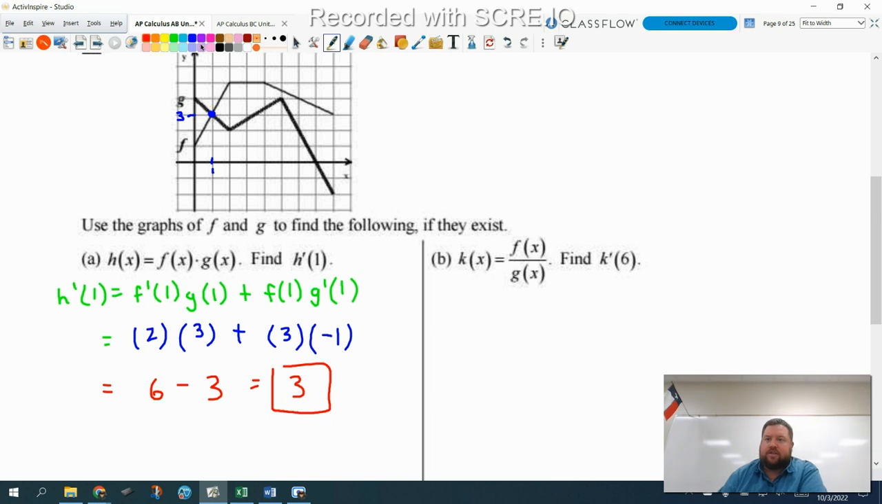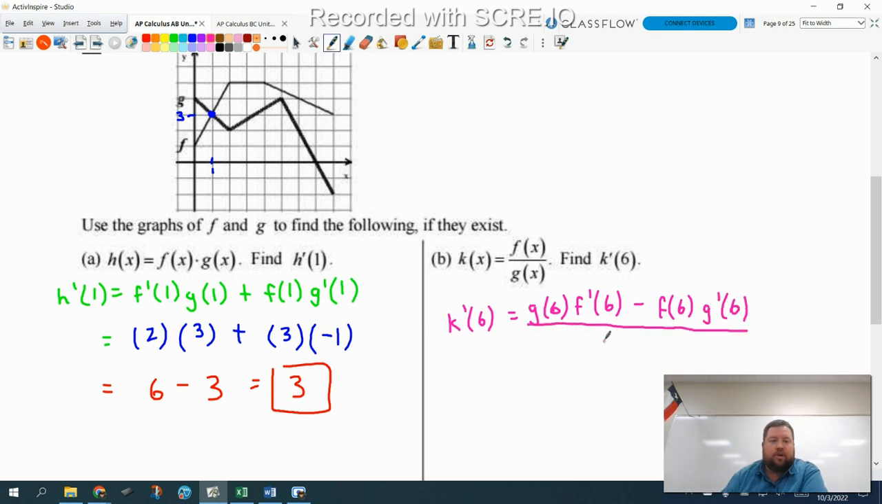All right, letter B is just going to apply the same logic here, except we're going to use the quotient rule. So k prime of 6 is equal to, all right, low is g of 6, d high, f prime of 6, minus high, f of 6, d low, g prime of 6, all over low, g of 6 squared.